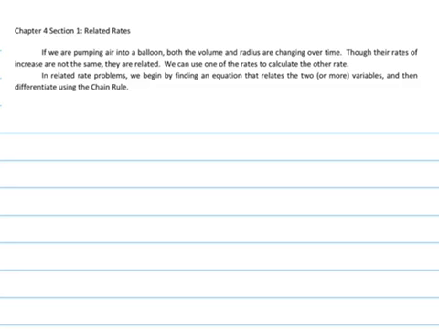In related rate problems, we begin by finding an equation that relates the two or more variables and then differentiate using the chain rule. So for instance, to make this really simple, let's suppose that the balloon is a perfect sphere. Now, we know that the volume of a sphere is equal to 4/3 times pi times the cube of the radius. So the volume and the radius are directly related. As the radius increases, the volume increases. As the radius decreases, the volume decreases. So the question is, how does the change in radius affect the change in volume?